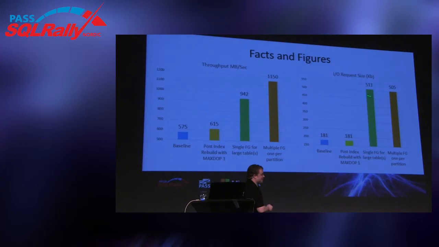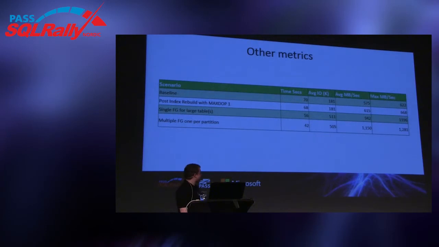Almost hit 512, and I really wanted to lie for the purposes of the presentation, but no, 511 was what I peaked at when moving the fact table out into one file group. And then with multiple file groups, the request size came down a bit, but because we had so many parallel scans going on across the partitions at the time, it more than made up for the 7K per read that I lost. So, just some other metrics.